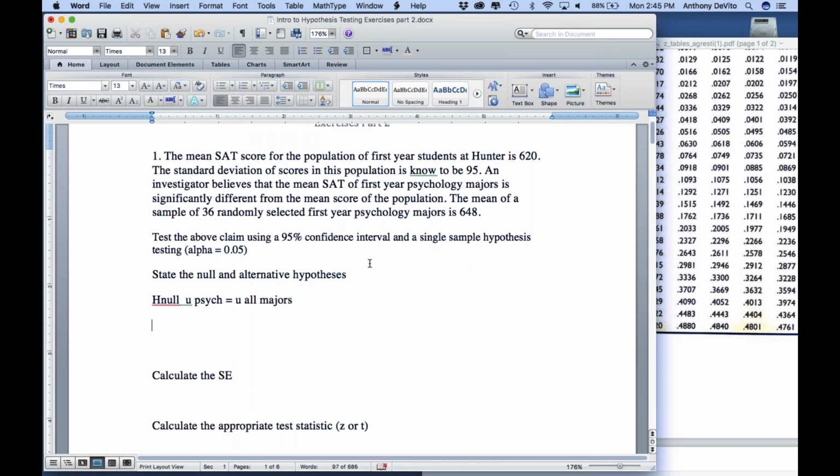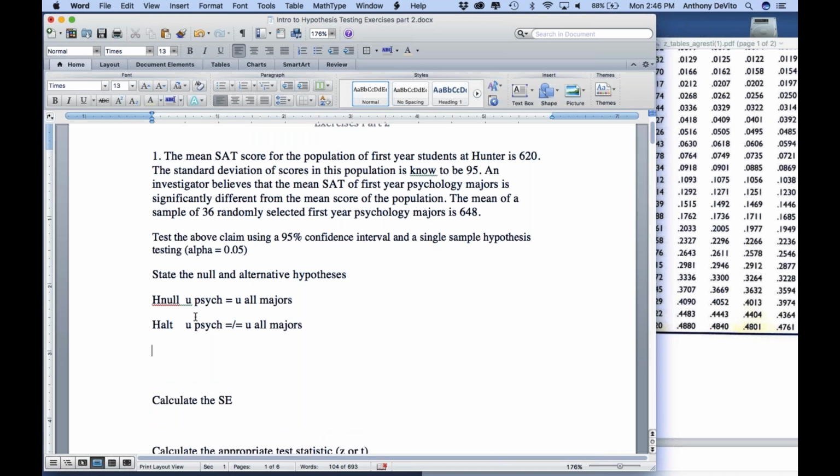Okay, and my alternative hypothesis is going to be the mean score for psych majors is not equal to the mean for all majors. Notice I'm using mu here because the hypothesis always talks about the population parameter, not the actual sample itself. Okay, so let's talk about the other things that we know here.